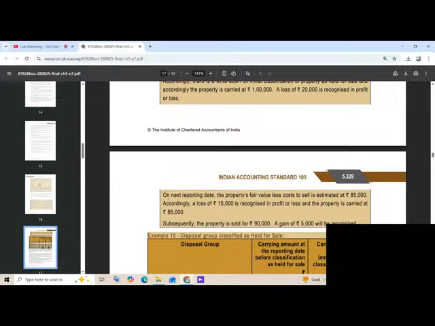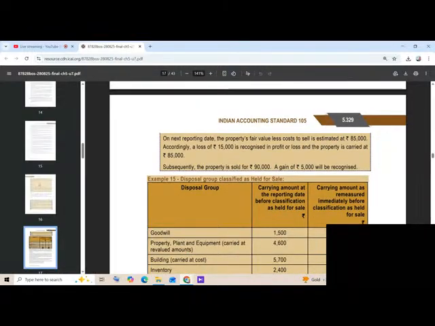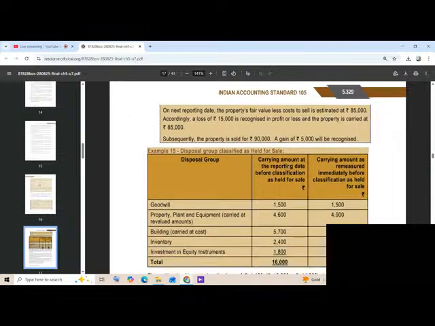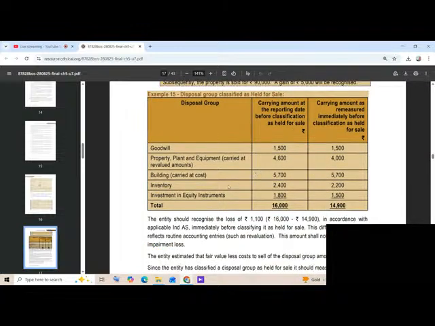On the next reporting day, if the property's fair value less cost to sell is estimated at 85,000, accordingly a loss of 15,000 is recognized in profit or loss, and the property is carried at 85,000. Subsequently, the property is sold for 90,000, a gain of 5,000 will be recognized.